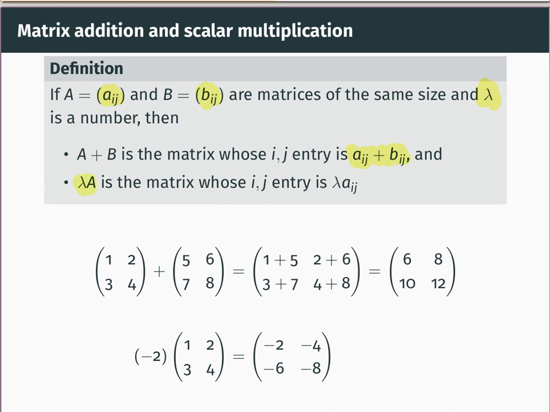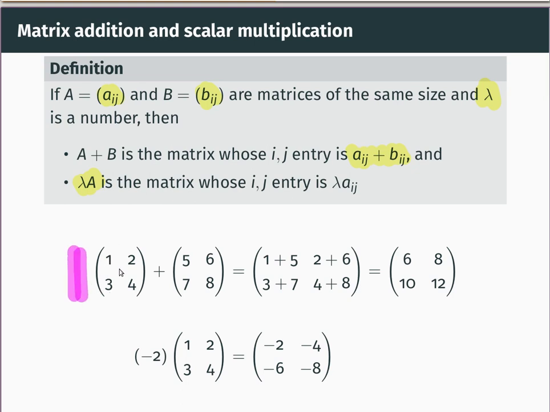And furthermore, the scalar multiple lambda times A, that's the matrix whose ij entry is lambda times Aij. So in order to multiply a matrix by a number, we simply multiply each of the entries by that number. Let's work through an example just to see what precisely is going on here.